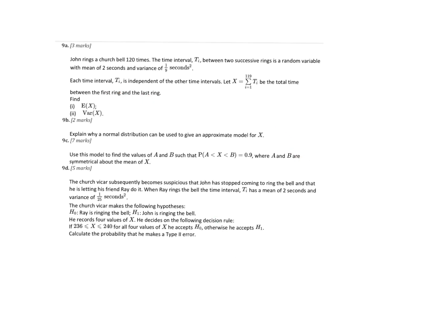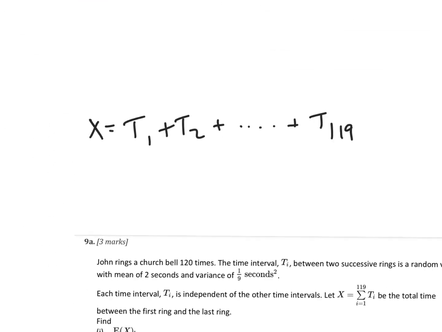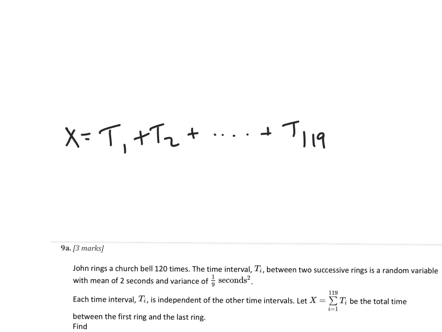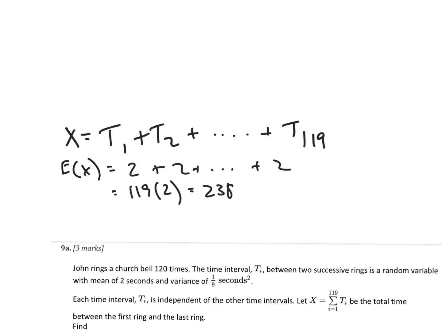And so another way to think about this is if I consider x is basically the total of all these times, and I know the expected value of x is going to be the expected value of t1, which is 2, plus t2, which is also 2. Each of these expected values is 2, and in total there's 119, so it's going to be 119 times 2, which is 238.